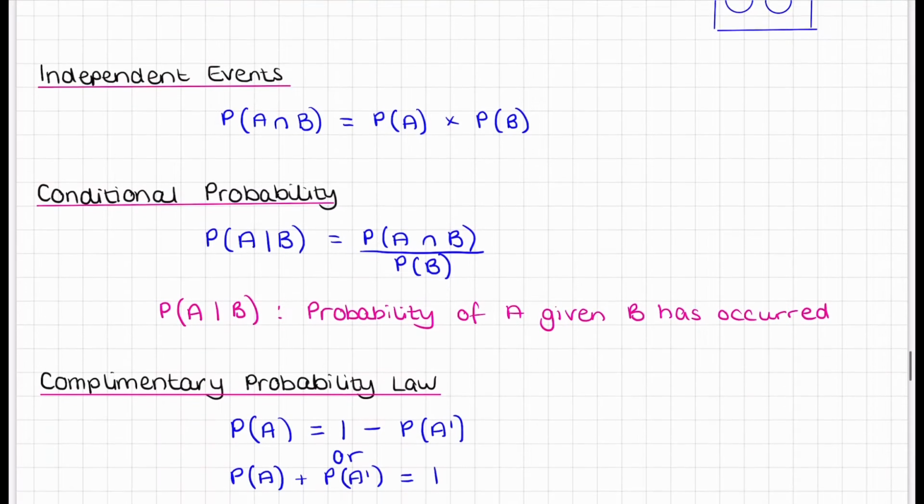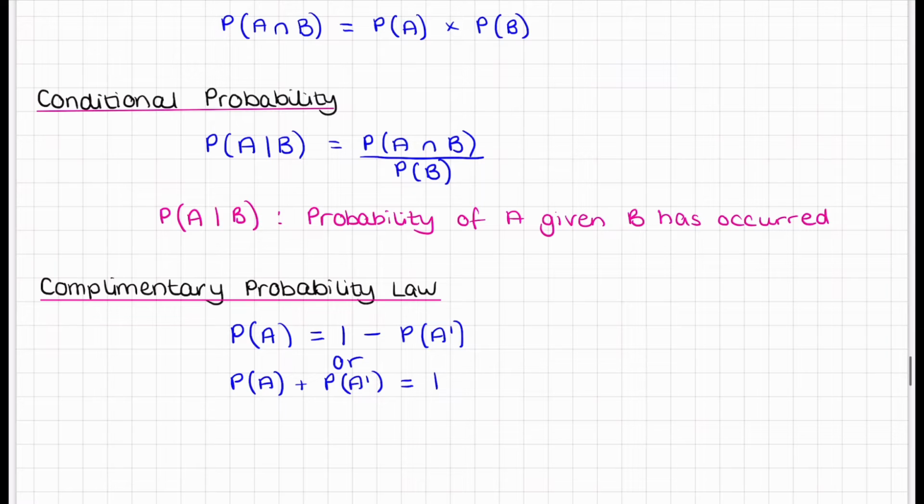The last little law is a complementary probability law. We all know complementary events mean that it's the probability of it not happening. So the complementary event of the probability of A happening is A not happening. So there's just a little laws here which are pretty self-explanatory. So the probability of A equals 1 minus the probability of it not being A. And the probability of A and the probability of not being A will add up to 1.